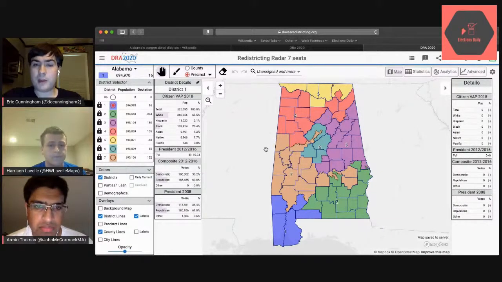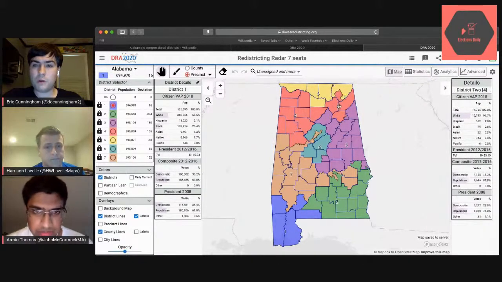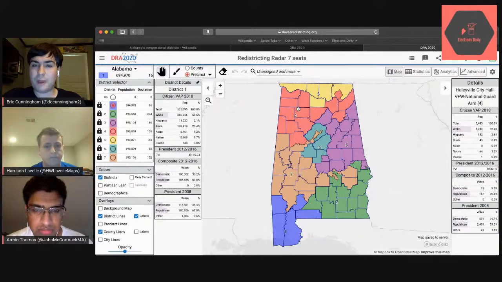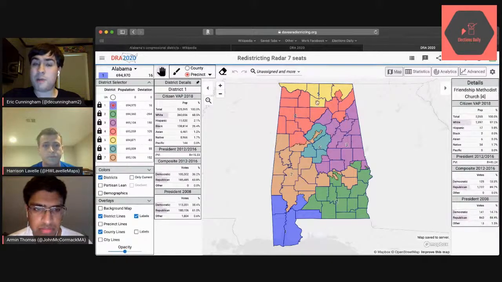The 4th, again, kind of stretches along that border from the county that Birmingham is in, and then just kind of goes along through the mountainous area, still kind of Appalachia, and then also into Tuscaloosa, the more white areas of that county. So again, this is an incumbent protection map. That's the entire point of this, to make the incumbents as safe as possible.